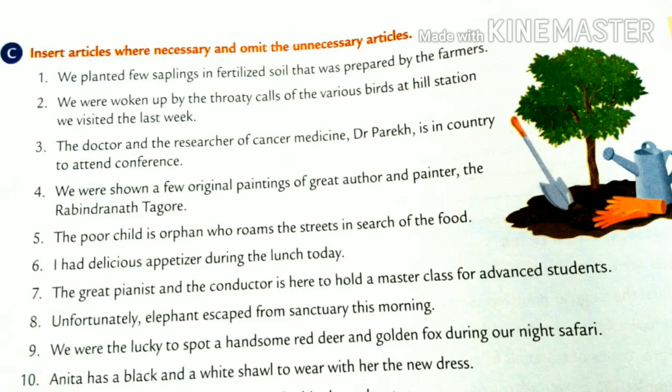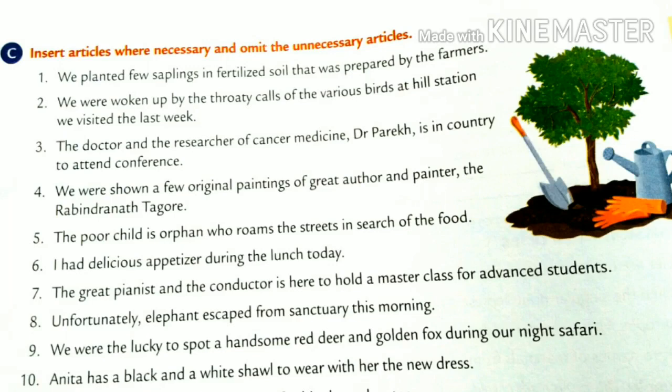First sentence: we planted few saplings on fertile soil that was prepared by the farmers. Here they used the before the word farmers. Is it necessary or unnecessary? It is necessary because farmers is a specific identity, so we have to use the before it. So no need to omit any articles in the sentence.